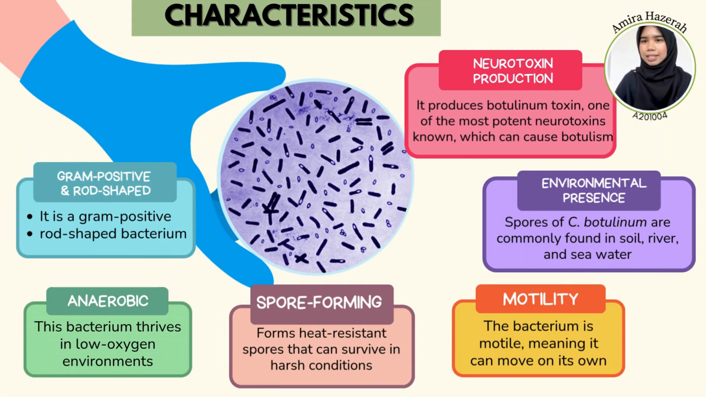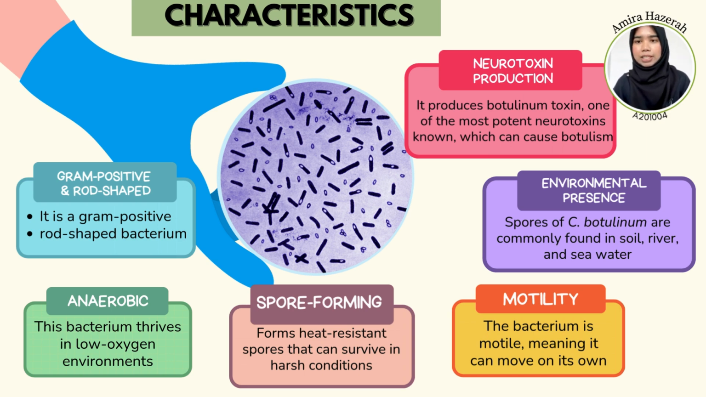The first one is that C. botulinum is a gram-positive bacterium with a rod-shaped structure, making it distinct under the microscope. The second one is its anaerobic nature. This bacterium thrives in low oxygen environments, which is why improperly sealed or stored food often provides ideal conditions for its growth. Next is motility.